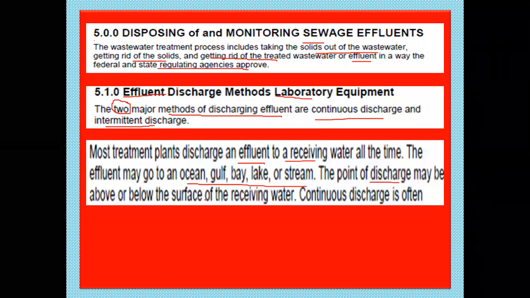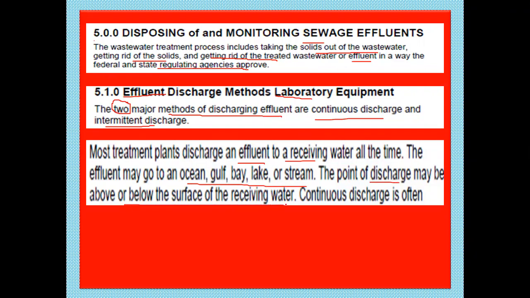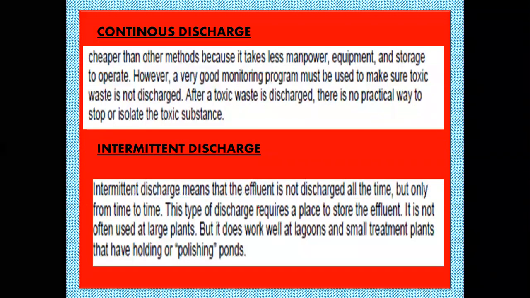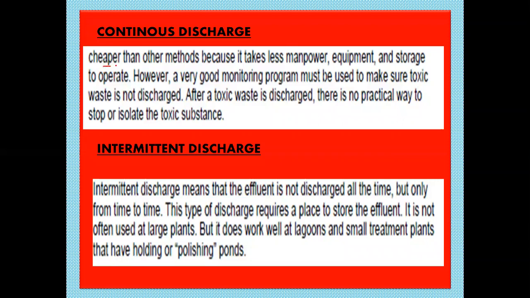The point of discharge may be above or below the surface of the receiving water. So the point of discharge is where we are discharging, whether in oceans, lakes, streams or rivers, above the surface or below the surface. That is the point. Okay, next we'll see those things one by one. So if you see the continuous discharge method, continuous discharge is often cheaper than the other methods because it takes less manpower, equipment, storage and operation.